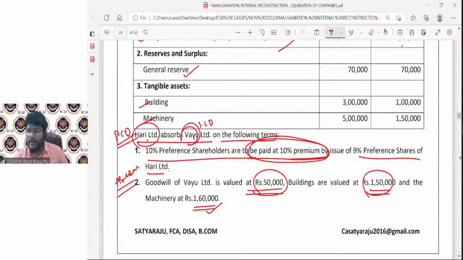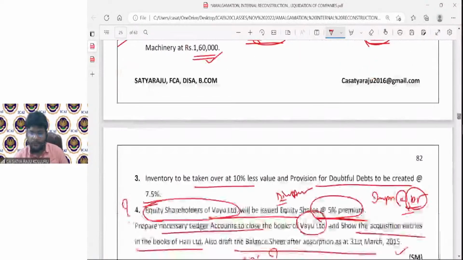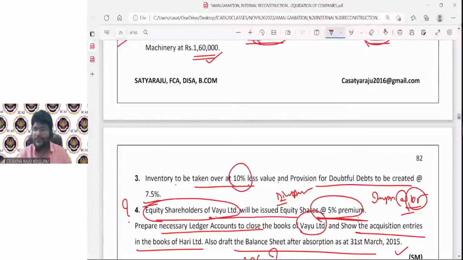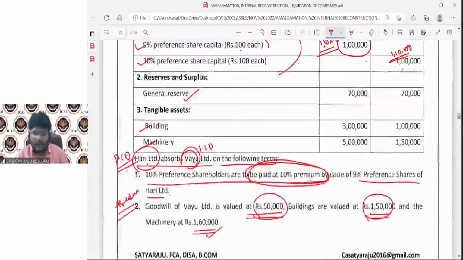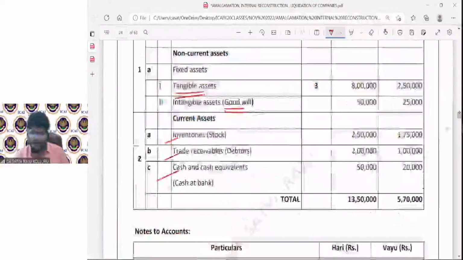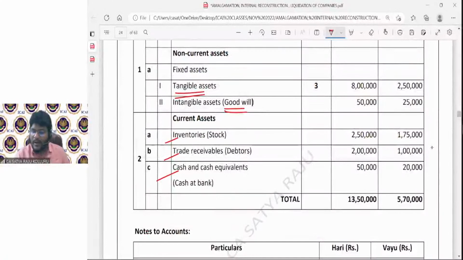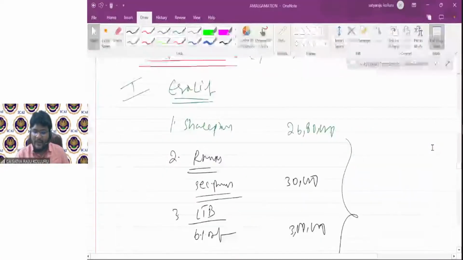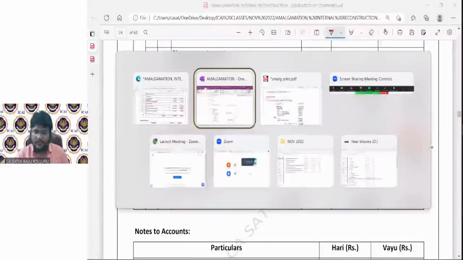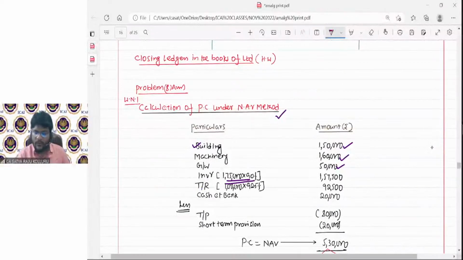Next, if you come down, they're also telling that, just a moment. It suddenly hung here. It was given that inventory is to be taken over at 10% less value. Inventory taken over at 10% less value means, if you check the inventory valuation, inventory is given at how much price? 1,75,000. 1,75,000 into 90% is 1,57,500.